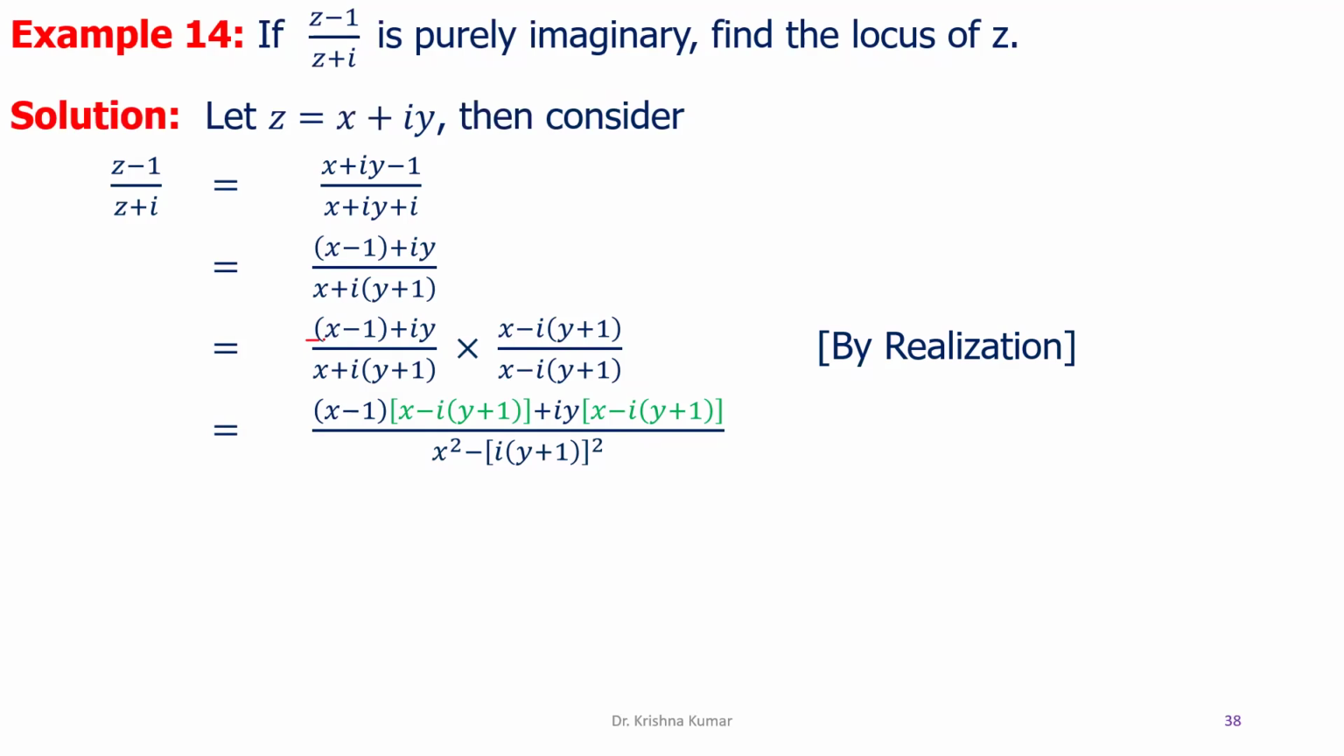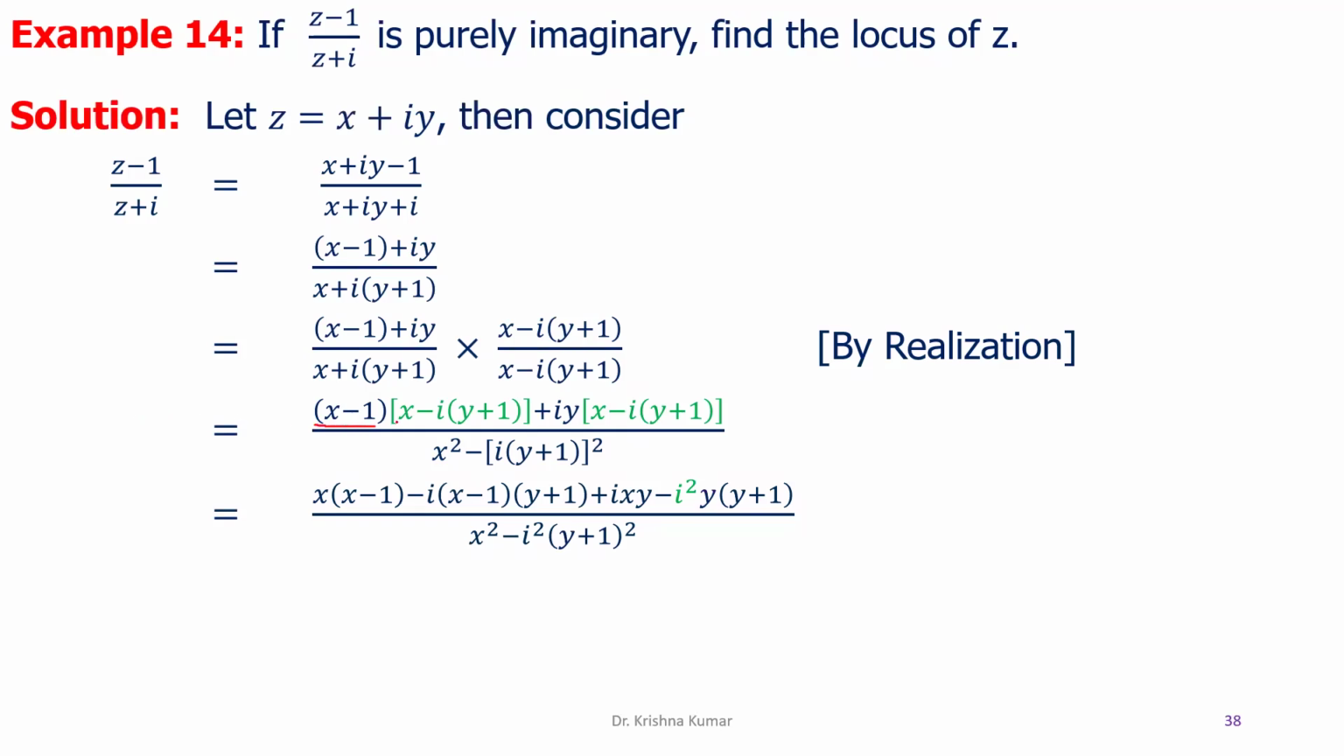Now if we solve this, (x minus 1) is multiplied with this part: (x minus 1) into (x minus i times (y plus 1)), plus this multiplied by iy times (x minus i times (y plus 1)), and the whole is divided by (a plus b)(a minus b), which is nothing but a square minus b square.